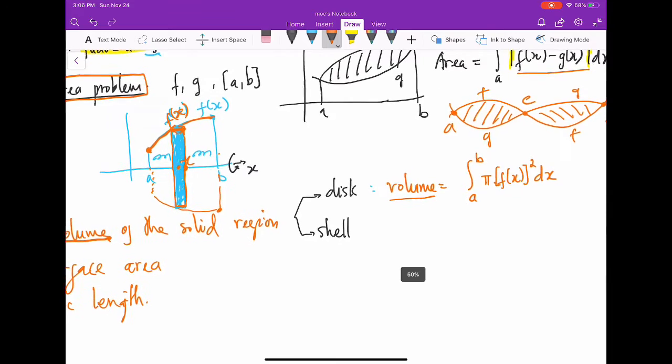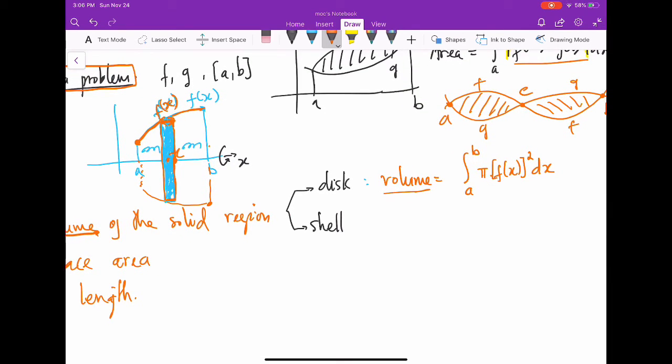So now let's talk about the shell method. For the shell method, let's make another picture right here. So I have that picture here. My region looks like this, and then I rotate about the y-axis. If I rotate about the y-axis, I get the following picture. Now, let's say they're symmetric, so I get something like this, okay?